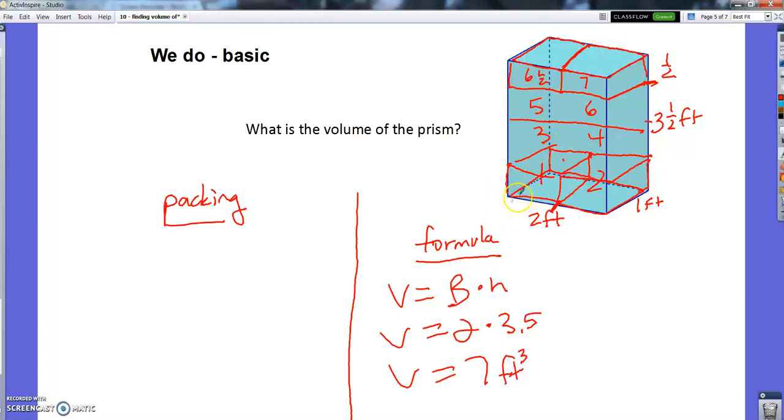And then the formula was area of the base times the height. So that's 2 this way times 1 this way, and then 2 times 3.5 gave me 7. So I got 7 when I packed it and 7 this way.